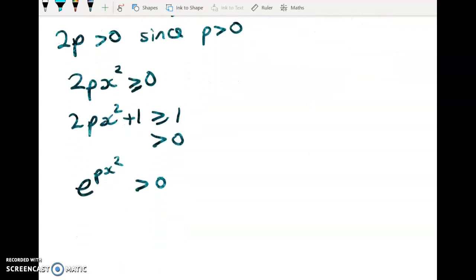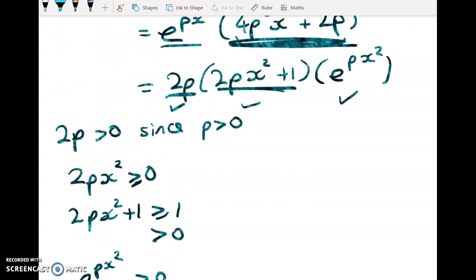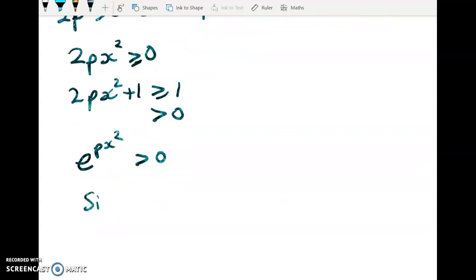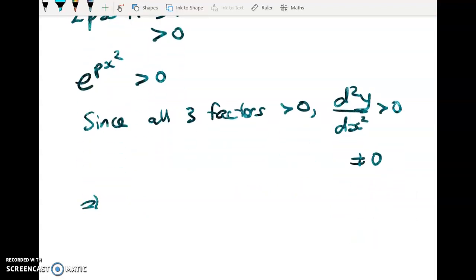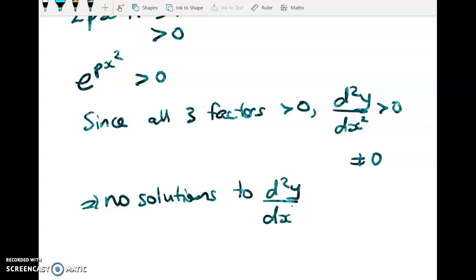Right? So what we've shown is that each of those factors is greater than 0. Since all 3 factors are greater than 0, the second derivative is greater than 0, and it's not equal to 0. So there are no, I'm really hammering this, right? But there are no solutions to the equation that the second derivative is equal to 0. So there are no points of inflection.